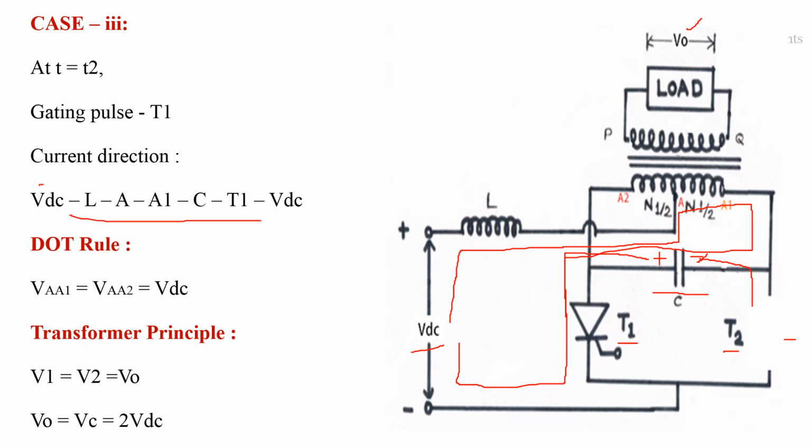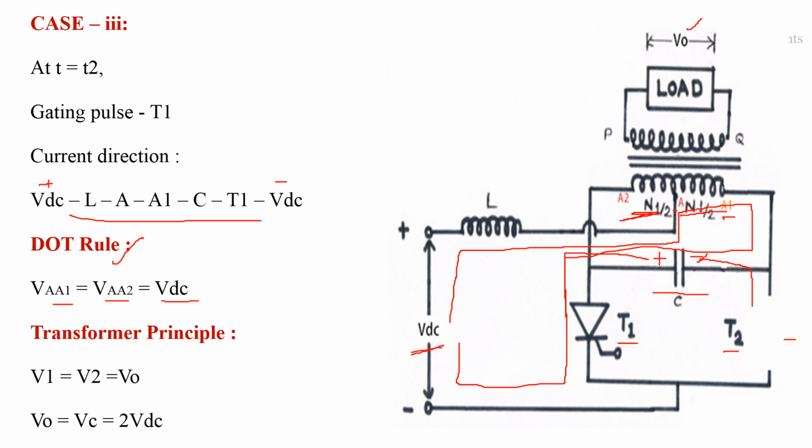That is, this is the VDC plus, this is the VDC minus. In this case, current is flowing in the primary winding part A, A1. So the total amount of input voltage appears across this part, that is A to A1. That is nothing but this one. According to the dot rule, the same amount of voltage appears across the second part of the primary winding, that is A1. Voltage across A1 is equal to voltage across A2, that is equal to the input voltage.